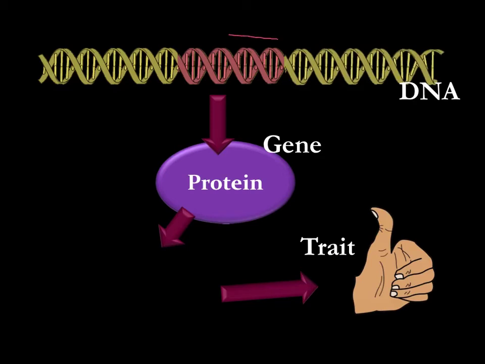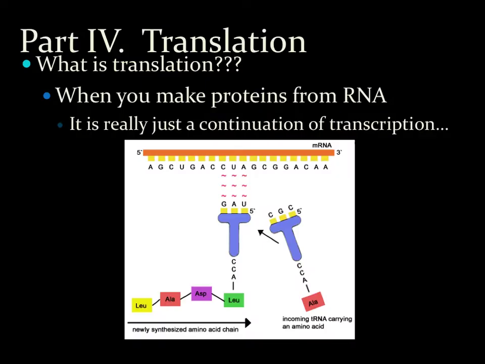So a specific sequence of bases on a DNA molecule is called a gene. And that gene is going to code for a specific protein that is then going to be used in the expression of traits. So translation is the process of taking amino acids and building proteins for the expression of traits in a living thing. Translation is the process of building a protein molecule.